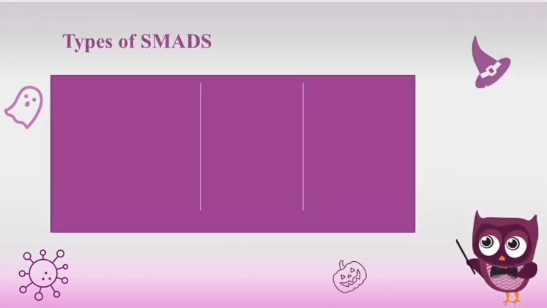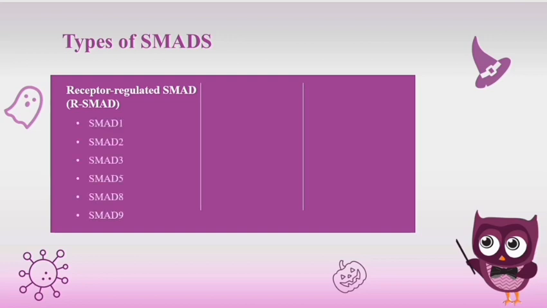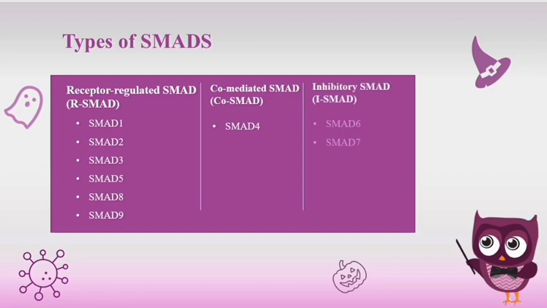There are three types of SMADs. The receptor-regulated SMADs, or the R-SMADs, consist of SMAD 1, 2, 3, 5, 8, and 9. They are involved in direct signaling from the TGF-beta receptor. The co-mediated SMAD, or co-SMAD, is SMAD 4, which interacts with the R-SMADs to form heterotrimeric complexes and then acts as a transcriptional factor. Inhibitory SMADs, or the I-SMADs, are SMAD 6 and 7. Their function is to suppress the activity of R-SMADs.